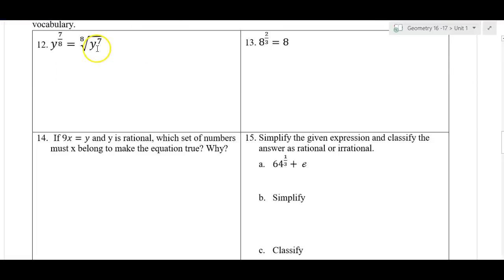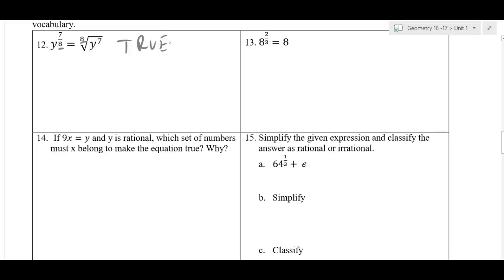So in number 12, I start off with y to the 7th over 8. Again, this is a rational exponent, and any rational exponent can be written as a radical. Remember, we start with our base, 8, that should be our index number. It is. Then I should have my base of y in here to the exponent of 7. It is true. So this is true, because everything is in its current position.